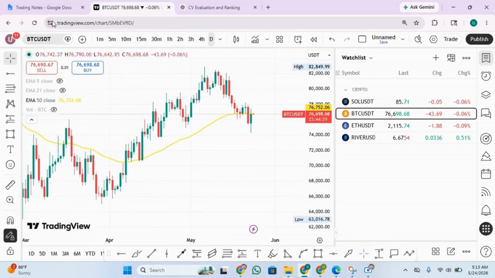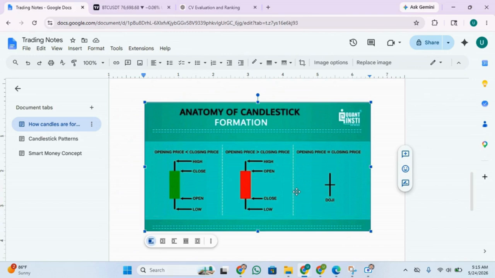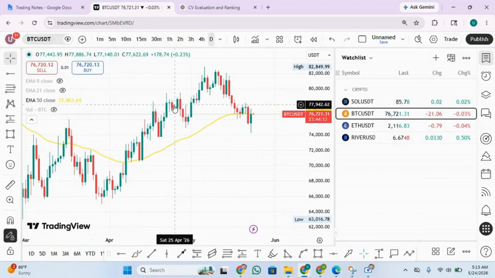Then we will be discussing in the upcoming lectures the psychology of the candle, like what the meaning is behind each candle. And last but not least, one thing I just wanted to mention is that these are called the wick, the shadow, as shown, these are the wick.